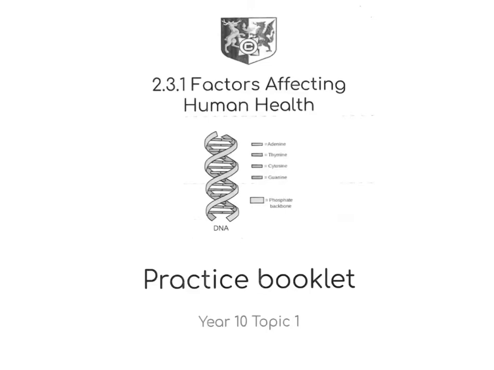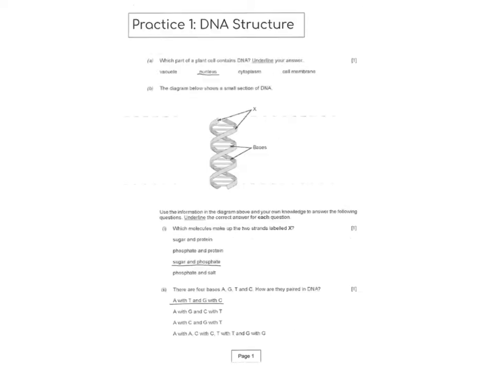So this is the video for the answers on the practice booklet for 2.3.1, Factors Affecting Human Health. The first question is on DNA structure. Which part of a plant cell contains DNA? It says to underline the correct answer. Make sure we underline it, because sometimes they can be fussy and not give you the mark if you circle it. So it's the nucleus that contains DNA, which we learned in year 10.